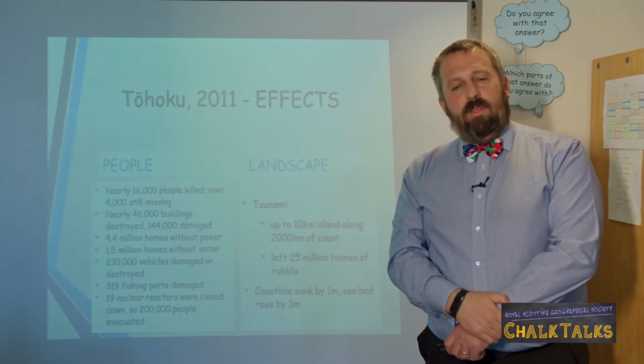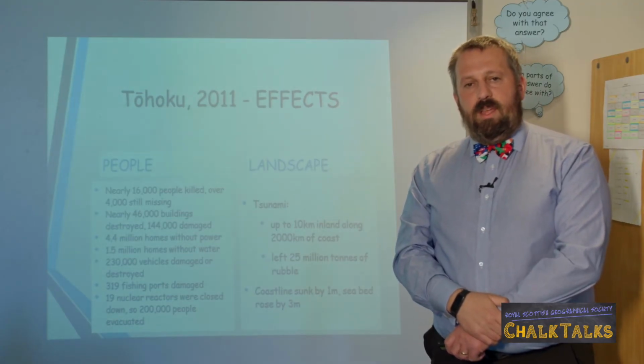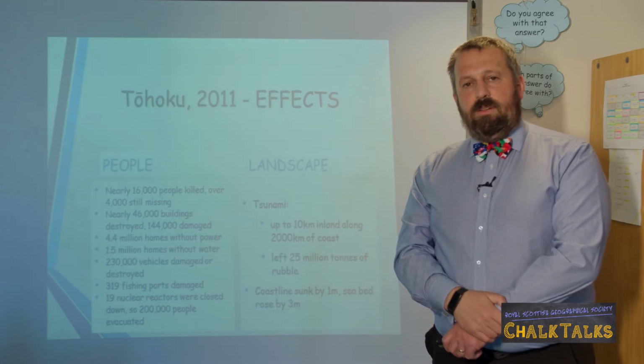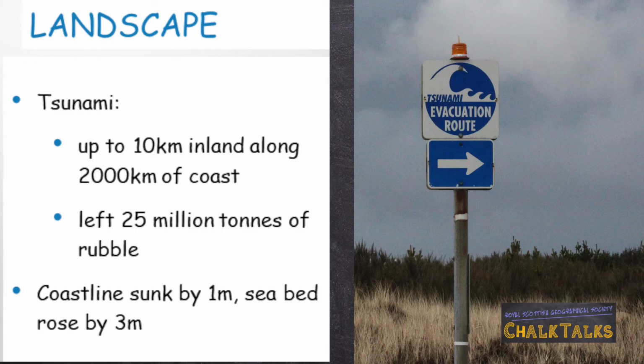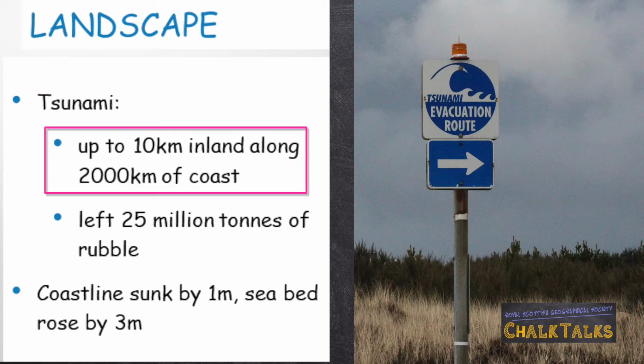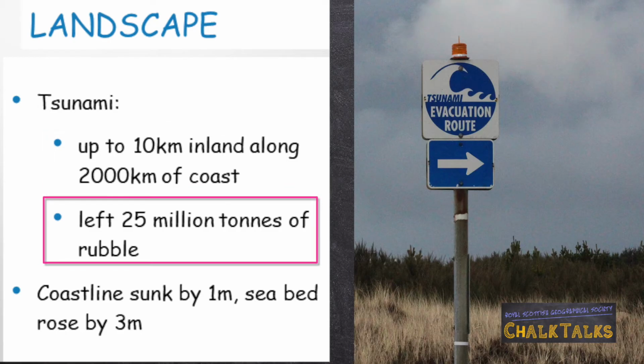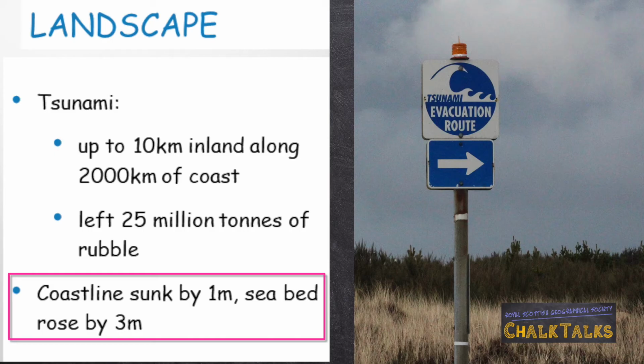The important thing with a question about the effects of earthquakes is to make sure that you are clear that we are talking about the earthquake, not the effects of the tsunami, because the obvious effect of the earthquake was that it caused a tsunami, which swept in across the Japanese landscape up to 10 kilometres inland, along 2,000 kilometres of coast, leaving up to 25 million tons of rubble in its wake. The earthquake was so powerful that Japan's coastline sunk by 1 metre and the seabed rose by 3 metres, making Japan vulnerable to future tsunamis.